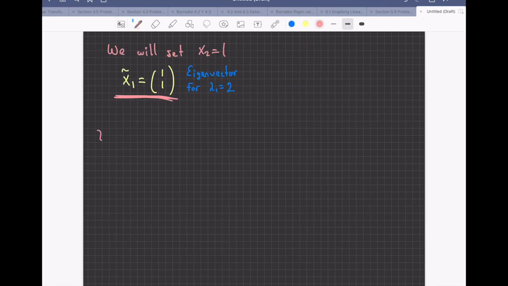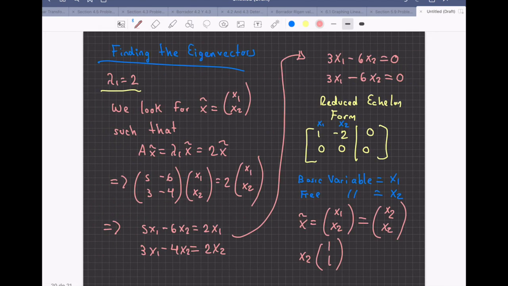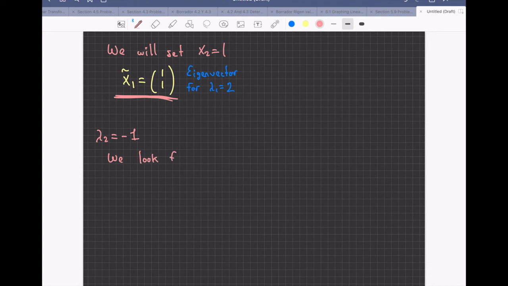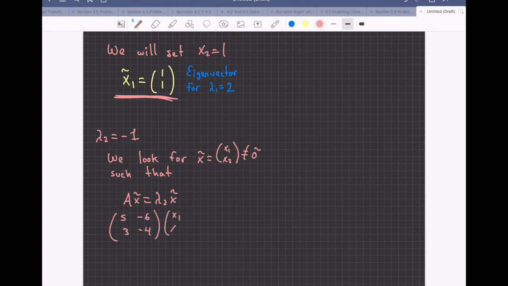Now let's do it for lambda 2. Lambda 2 is equal to -1. So the same as before, we look for x equal to x1, x2, that is not the zero vector, such that A times x is equal to lambda 2 times x, or what is the same, 1, -5, -6, 3, -4 times x1, x2 equal to, this is -1 times x, or equal to -x only. So this is -x1, -x2.